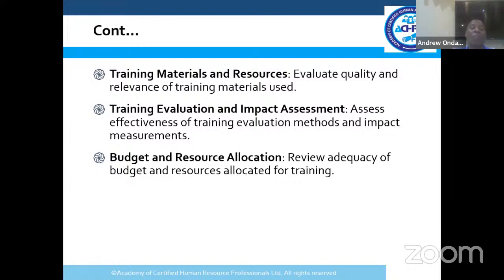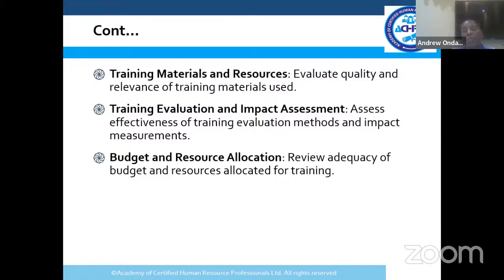So the second point on my screen, we are talking about training evaluation. Did it create an impact or a difference in people's lives in an organization? There are four ways of assessing the training. One, the transfer of knowledge and skills from the training environment to the workplace.